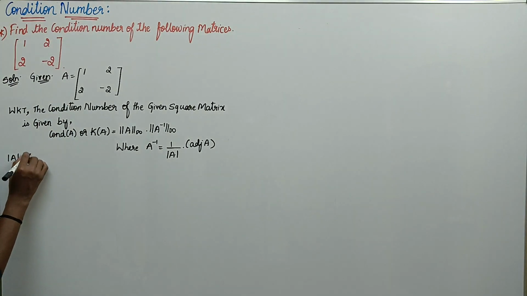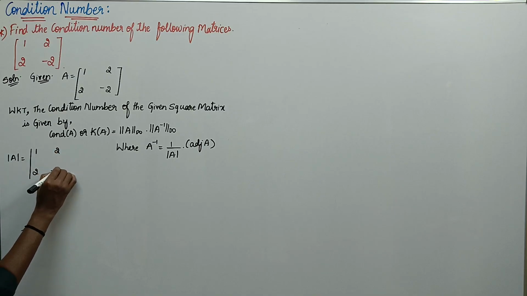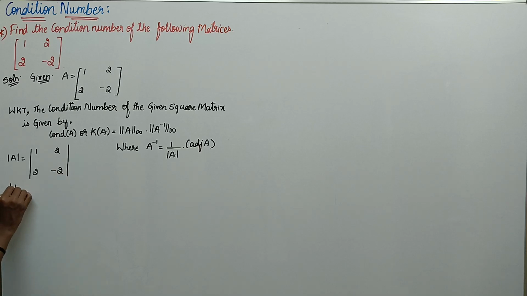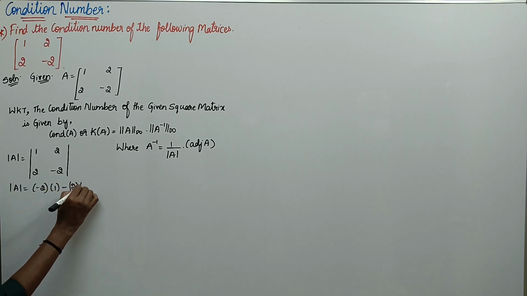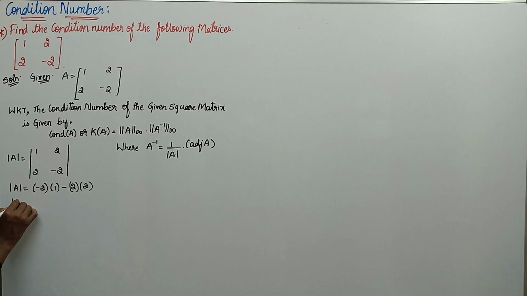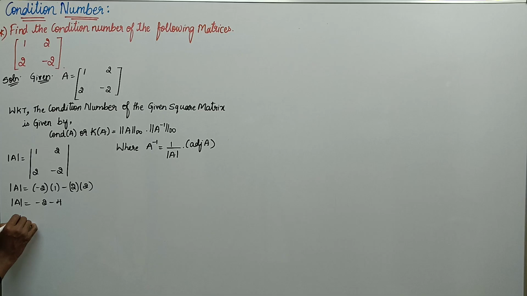Determinant of A, which is equal to determinant 1, 2, 2, minus 2. Determinant of A, which is equal to minus 2 into 1, minus 2 into 2. Determinant of A, which is equal to minus 2, minus 4. Determinant of A, which is equal to minus 6. Determinant of A, you get minus 6. Next, let us find adjoint.